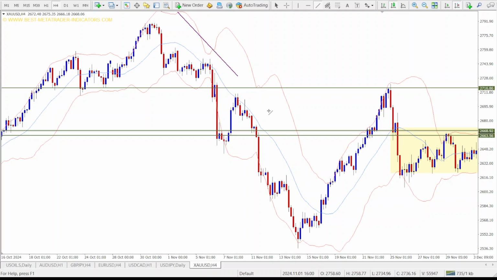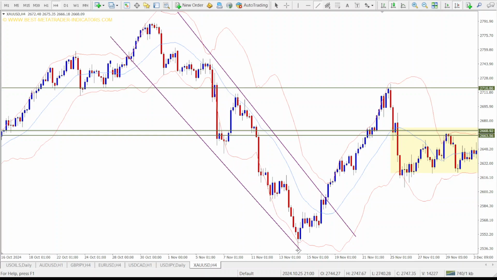Now we can see that we had a bearish trending market around here. This was a bearish trend. We can see that we had a clear bearish trend around here. So if you want to make use of the Bollinger Bands MTF to identify good entry and exit points in the trending market, of course, you should identify the direction of the trend first. In this case, it is a bearish trend.